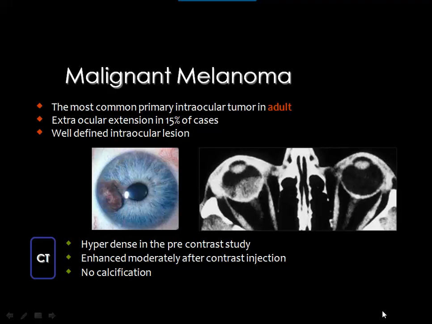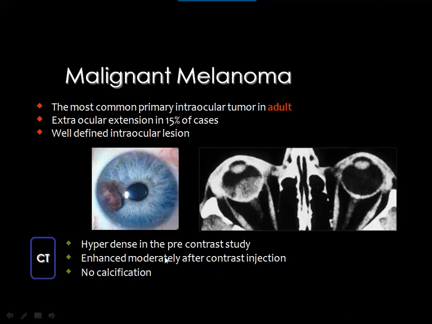Then if you see an intraocular mass in an adult patient, you think of the possibility of malignant melanoma. And malignant melanoma is an intraocular mass that may also extend outside the globe in about 15% of the cases. Whenever you see a mass inside the globe in an adult, you think of a malignant melanoma.